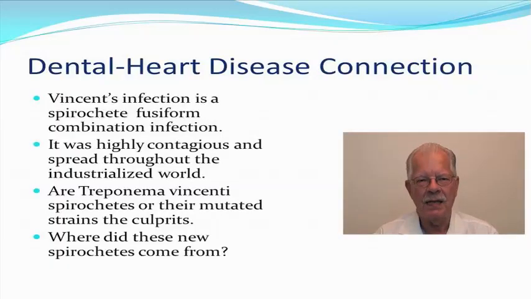Treponema vincentii is a spirochete, or its mutated strains are the culprits of this particular disease. So where did this new strain of bacteria come from back then? Well, there's a couple theories. One theory is that it was a strain that came from some isolated part of the world, an isolated population where the spirochete somehow mutated into Treponema vincentii and was then carried into the trenches of World War I.